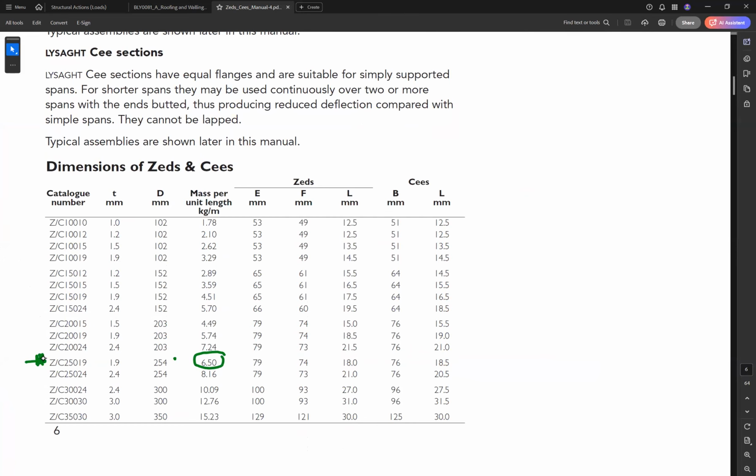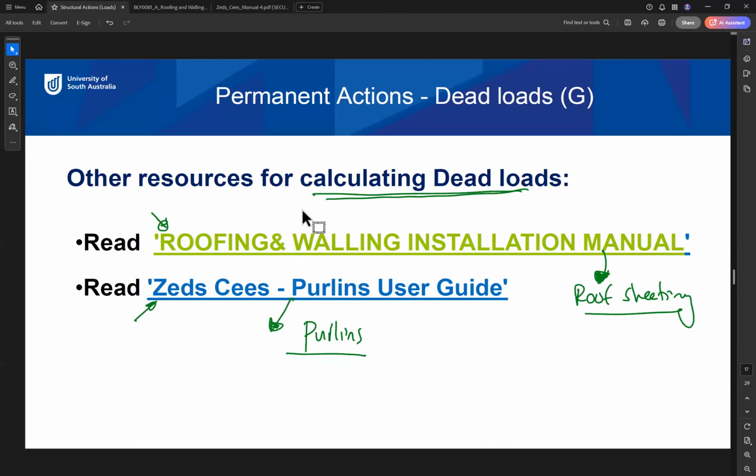So these two files will help us find the weight of purlins and sheeting because we will need them in our assessment and our class problems this week as well. So these are two important files. You can have a look at them. Just click the link and they will download directly.